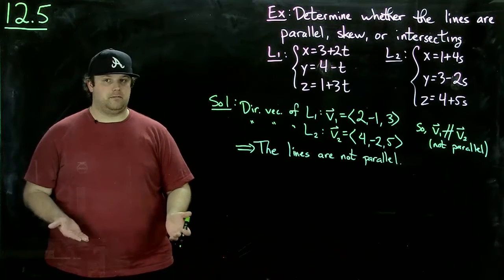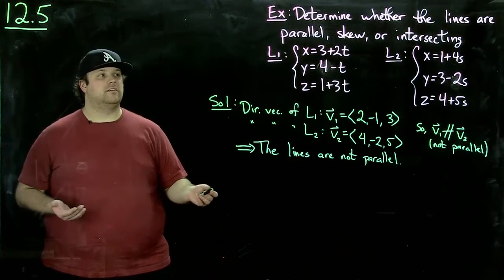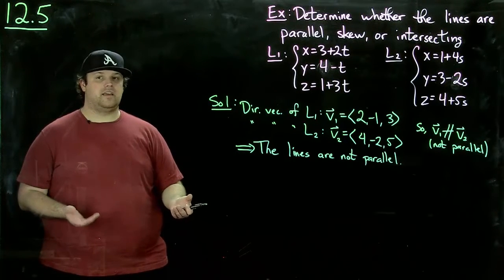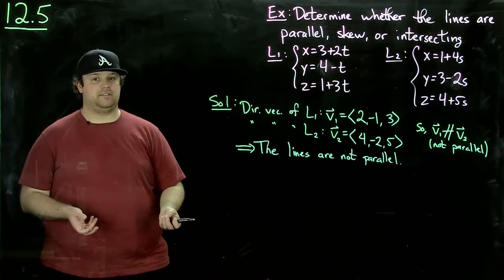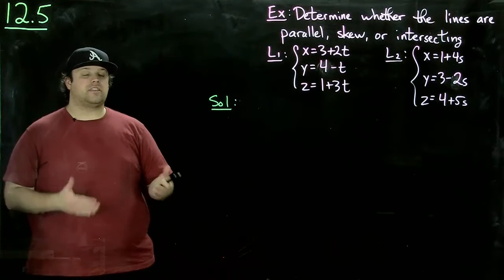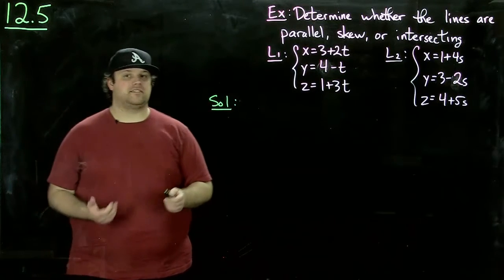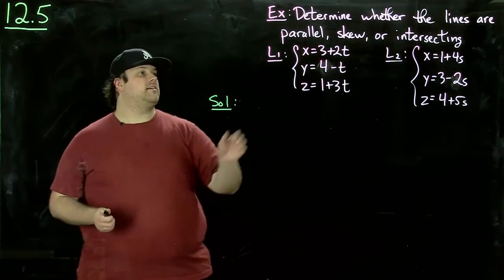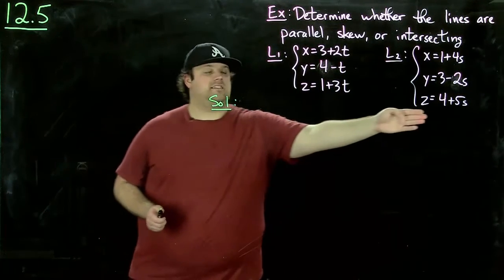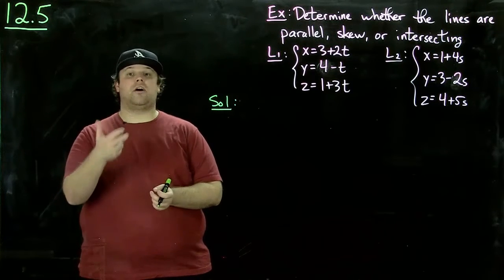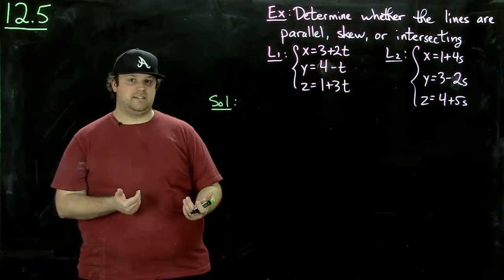So what do we do now? Well, we have two remaining options, skew or intersecting, and we have to try and solve for that. Okay, so they weren't parallel. That means we need to check one of these other things, and that was setting this line equal to this line. So in the vector notation for the lines, that was r1 of t equals r2 of s.